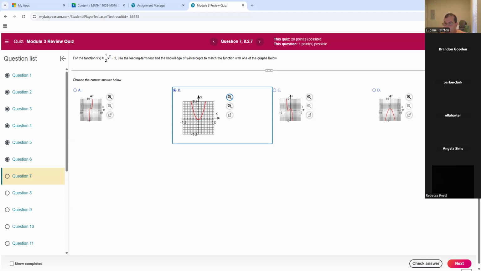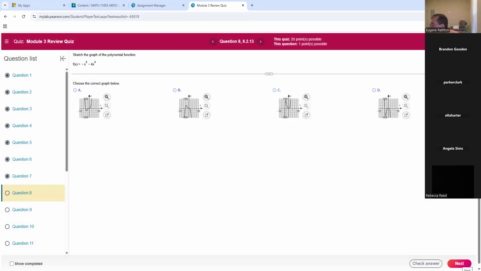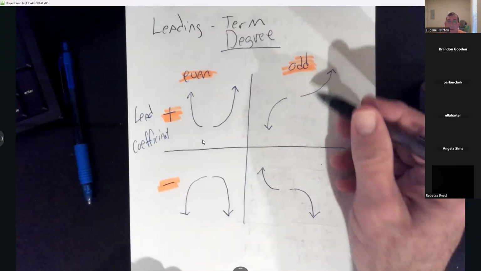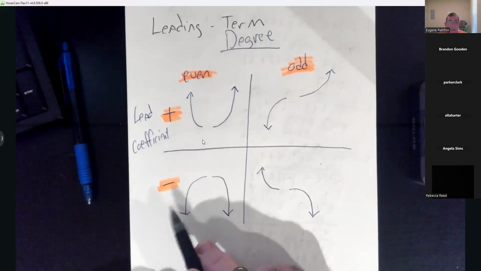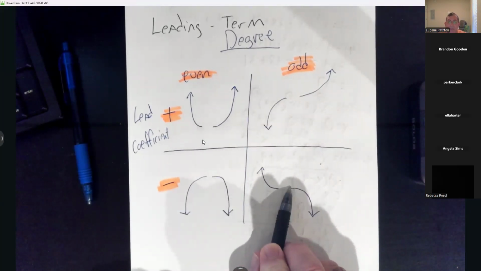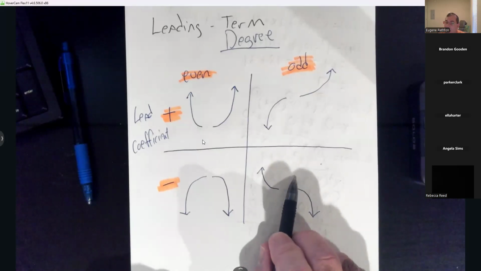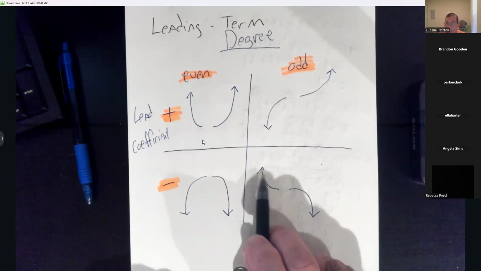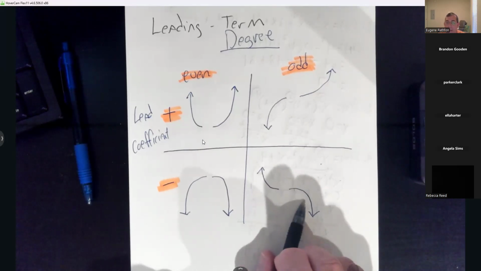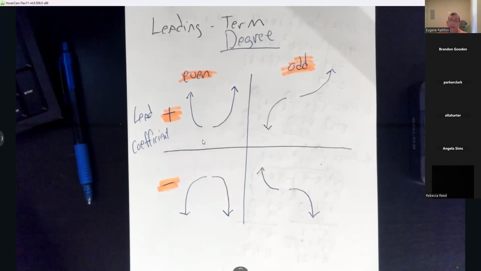Same thing on number 8 here. Number 8 is a negative x to the 5th. So let's go back to that chart. I got an odd degree with a -1 lead coefficient. So we're odd and negative. All right, so odd degrees over here. Positive lead coefficient is that picture. Negative lead coefficient would be this picture. So since mine was odd, a 5, and my lead coefficient was -1 in front of that x, mine needs to go downhill, left to right.